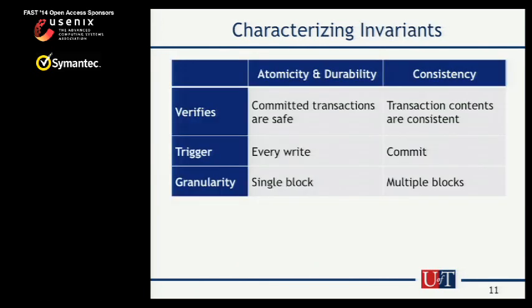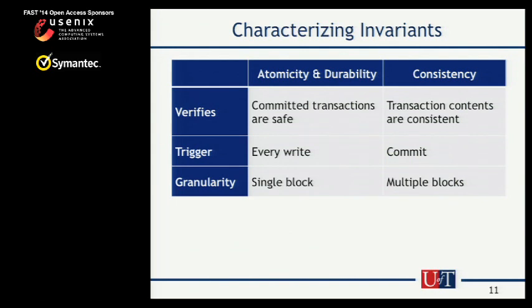So modern file systems maintain three properties: consistency, atomicity, and durability. Atomicity and consistency is what Recon was checking, which is the consistency of the metadata being committed.